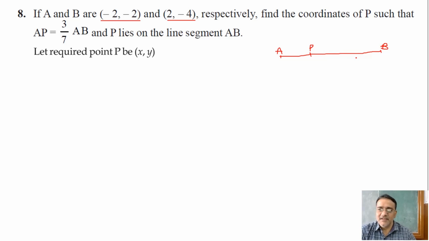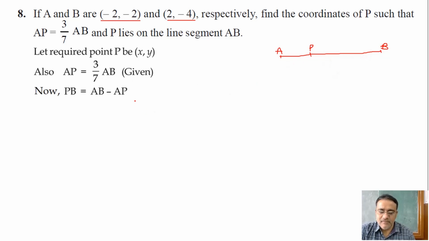4/7. Yes, if you use fractions, you can write directly that 4/7 of AB is PB. AP is equal to 3/7 of AB, so PB will be AB minus AP, that is AB minus 3/7 AB. If you simplify, you will get 4/7.